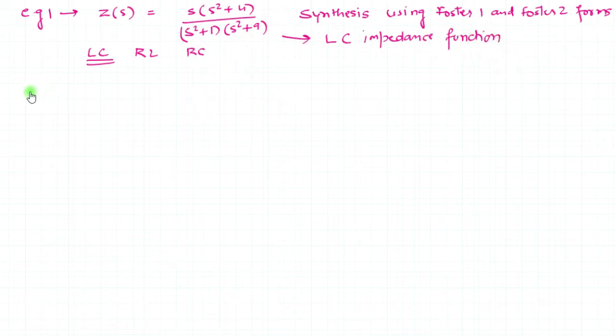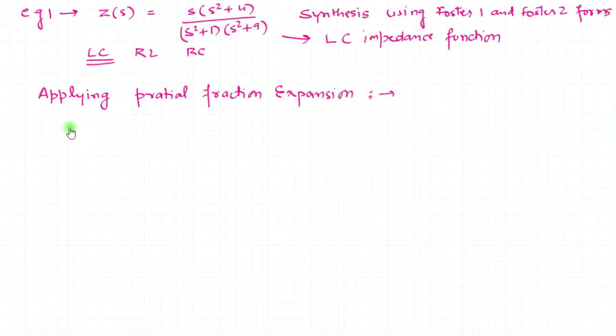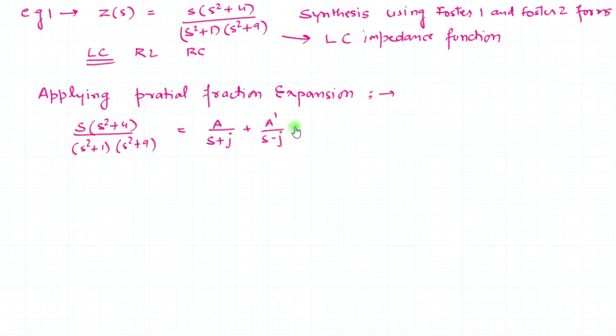After this, we will apply the partial fraction expansion. After knowing that this is an LC impedance function, I can write s into (s square plus 4) divided by (s square plus 1) into (s square plus 9) equal to A divided by s plus j, plus A conjugate divided by s minus j, plus B divided by s plus 3j, plus B conjugate divided by s minus 3j. Let us calculate A using the residues.